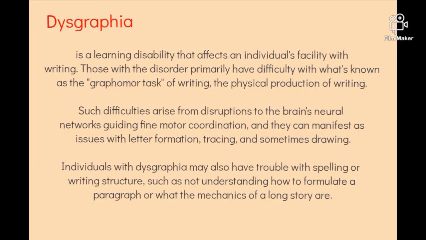Dysgraphia is a learning disability that affects an individual's facility with writing. Those with the disorder primarily have difficulty with what is known as the graphomotor task of writing, the physical production of writing. Such difficulties arise from disruptions to the brain's neural networks guiding fine motor coordination, and they can manifest as issues with letter formation, tracing, and sometimes drawing. Individuals with dysgraphia may also have trouble with spelling or writing structure, such as not understanding how to formulate a paragraph or with the mechanics of a longer story.